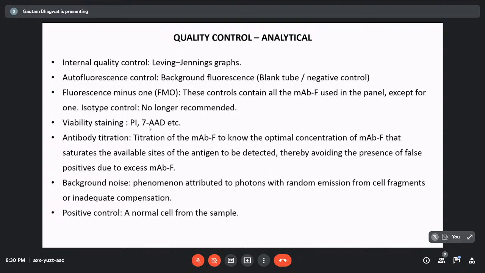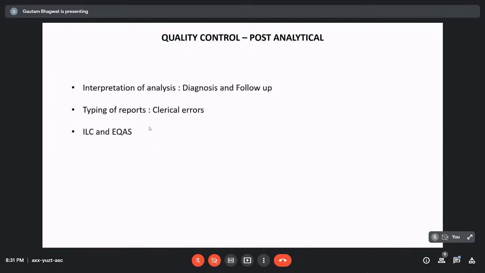And the best control, which I feel during analysis, is a normal cell from the sample. For example, a monocyte has a CD4 antigen. So if I want to check whether my CD4 has worked or not, I should look at the monocytes. A neutrophil has a CD10 antigen. So if I want to check whether my CD10 has worked or not, I must look whether CD10 is positive in neutrophils or not. So for me, the best is the positive control, but you don't always have a positive control, and therefore you must know what the negative cutoff is and what the positive is. Then there are post-analytical quality controls.